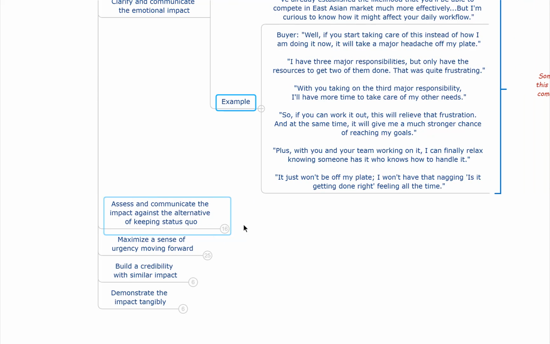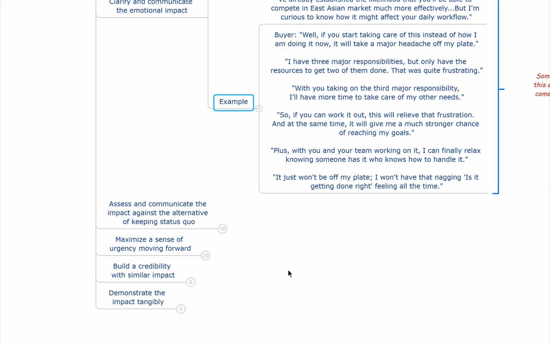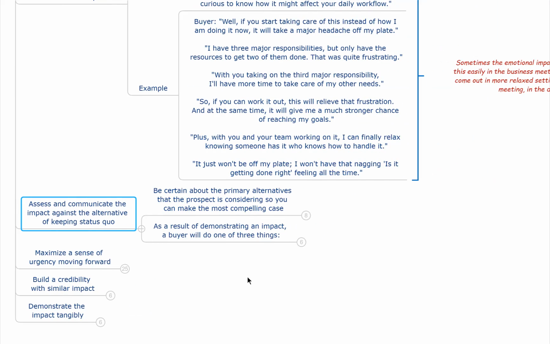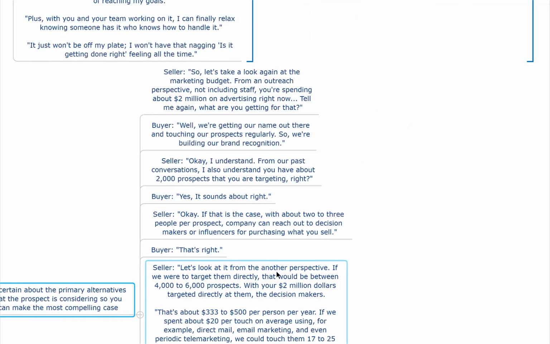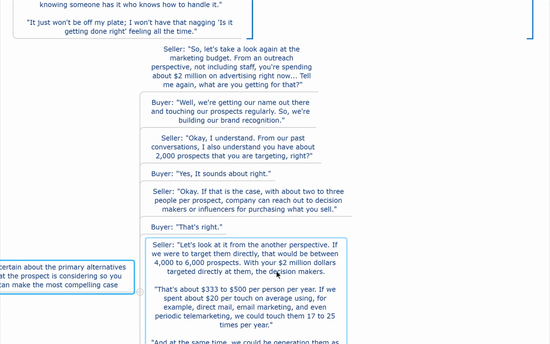The next way is to assess and communicate the impact against the alternative of keeping the status quo. Be certain about the primary alternatives that the prospect is considering so you can make the most compelling case. For example, let's look at this piloting case study. The seller would say, so let's take a look again at the marketing budget.